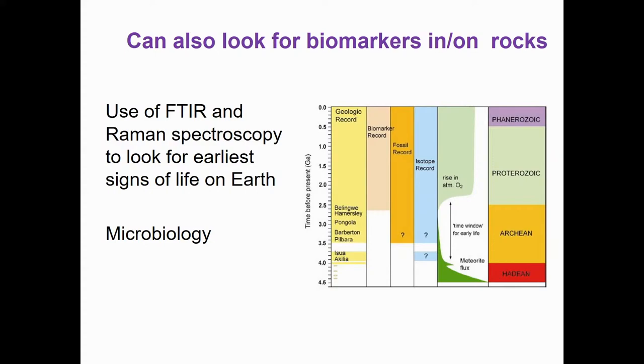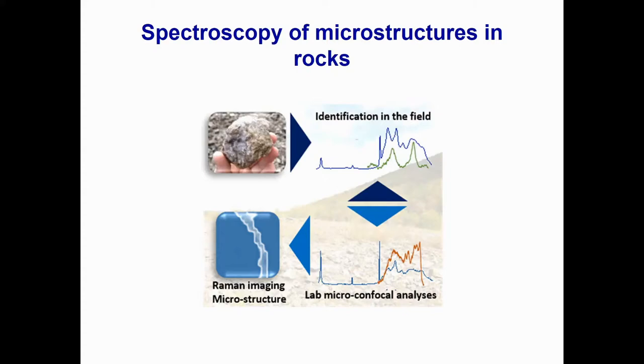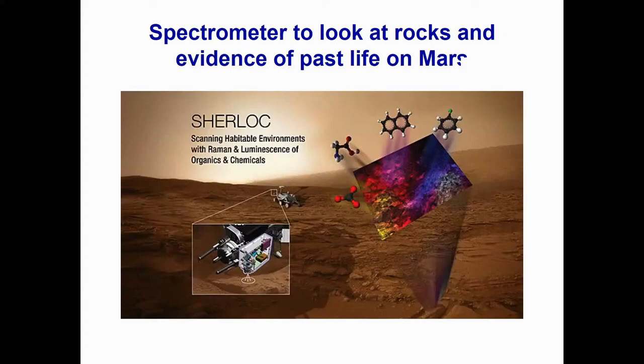Now, we go back to using infrared and Raman spectroscopy to look for microbiology. So if you actually take a rock and you do an image of it using infrared or confocal microscopy, for example, Raman imaging, you will get a spectrum from that rock. You will get a geological spectrum, like I showed you earlier on, where we know we've got silicates and so on in space. But we've got our rock in our hand. We've got some stuff on that.